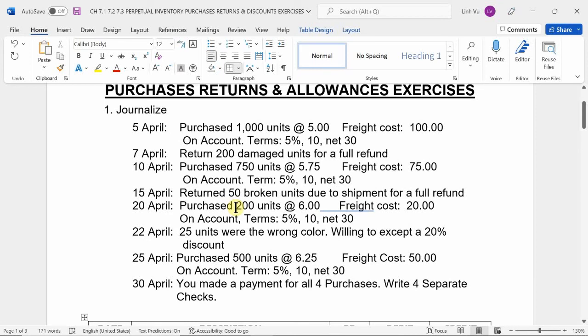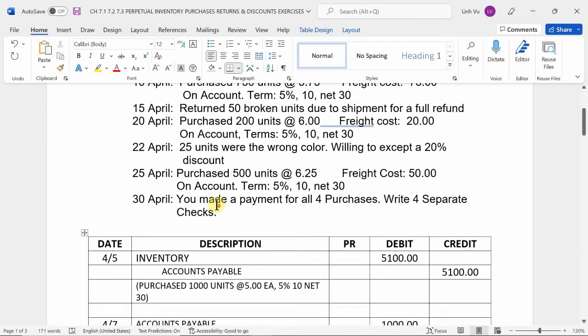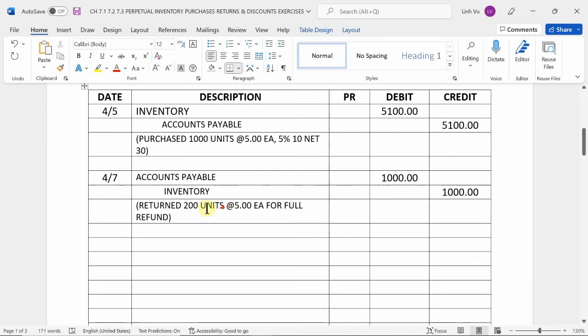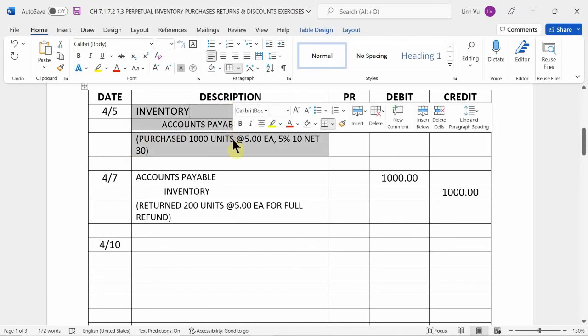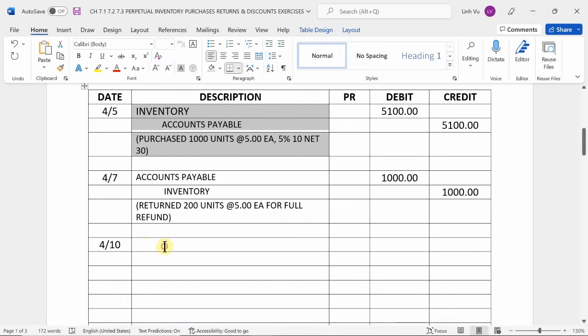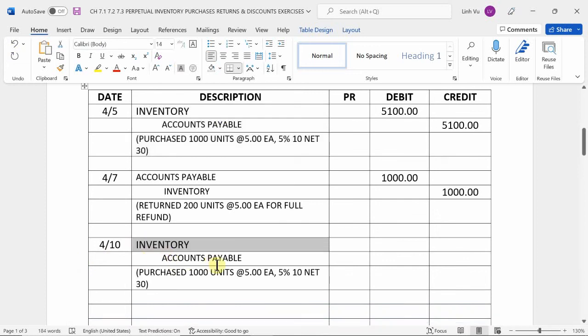Then April 10, I end up purchasing 750 units at $5.75 each with a freight of 75 on an account. Terms are 5% 10 net 30. So I made another purchase on April 10. So it'd be inventory, and what else? Accounts payable. Excellent. So I'm just going to copy and paste this one here, because we got inventory and accounts payable.